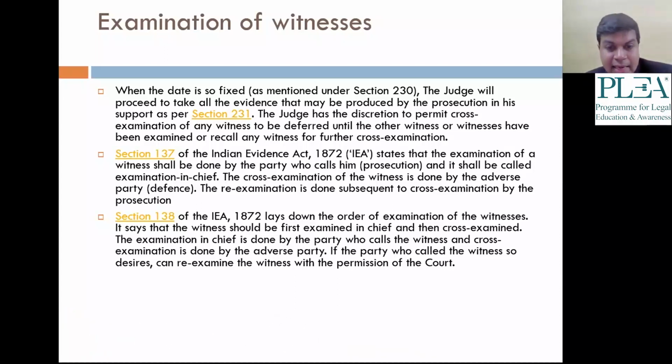of the witnesses. It says that the witness should be first examined in chief and then cross-examined. The examination in chief is done by the party who calls the witness, and cross-examination is done by the adverse party. If the party who calls the witness so desires, he can re-examine the witness with the permission of the court. Okay, I'll give you a practical case.